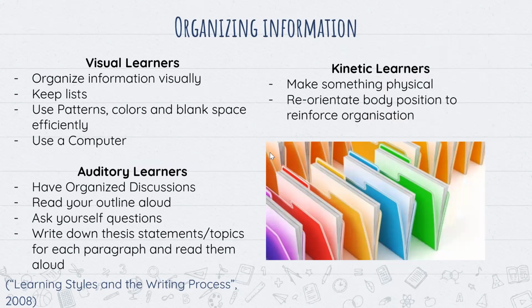Okay, so when they've got all this information, they really have to organize it. Visual learners, again, will do best having something to look at. They should have lists, and use patterns, colors, and blank space efficiently. It's important to use blank space efficiently because they don't want all the text to get too muddled up. They want to be able to separate each text box and each point in their mind as they go. They will also do very well using a computer, as it will help them do each of these things.